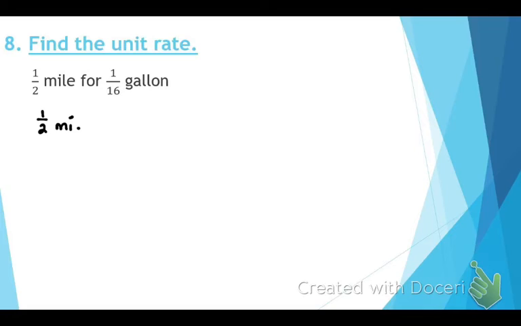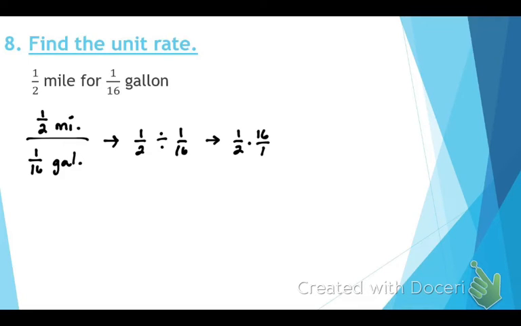1/2 of a mile for every 16th of a gallon. Now, as I said before, I don't want my denominator to be a 1/16th. I want it to be a denominator of what? 1. Unit rate has a 1 in the denominator, okay? So in order to do this, this means 1/2 divided by 1/16th. What should I do now, class? KFC. Keep the first one, flip the second one, and change the operation.